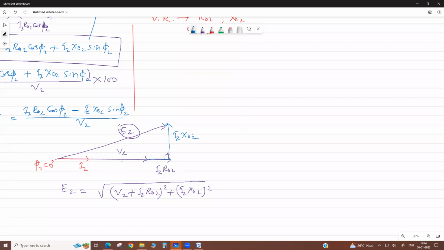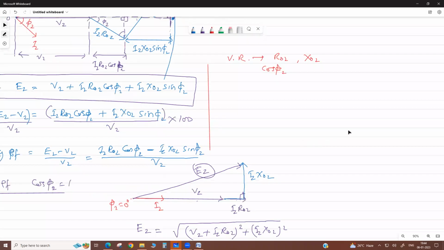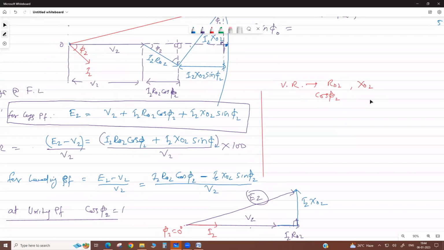If we neglect the zero flux, it means this part is zero. It means this vector is this. Then in that case, if we neglect this resistance and reactance, E2 equals V2 only. Correct, na? So your regulation is 0%. So it depends on power factor also.